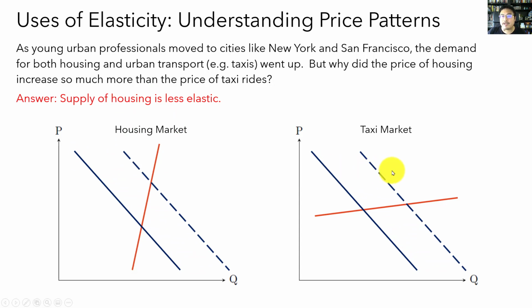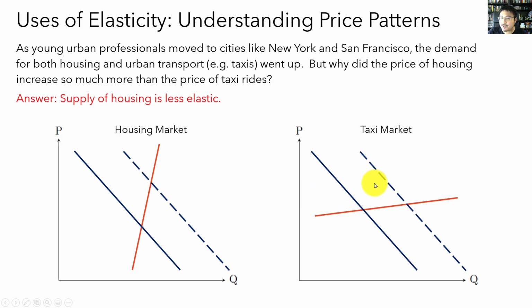But let's take a look at what happens to price and quantity in each of these markets. In the housing market, because the supply curve is very inelastic, when the demand curve went up, the prices went up by a lot, but quantity didn't go up by very much, right? And so prices went up by a lot in housing, but quantity, not so much.